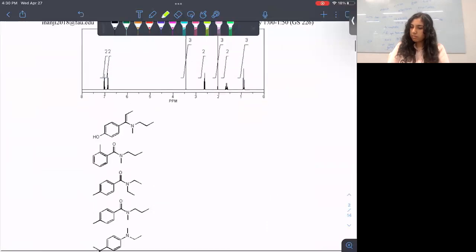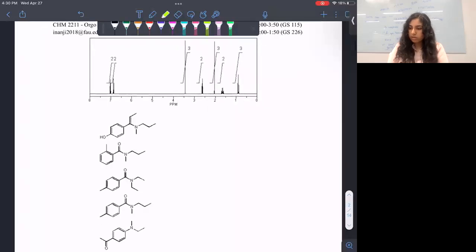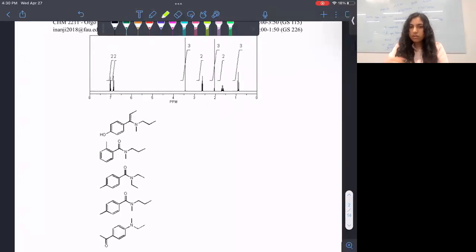Let me find a good spectrum. I think this one should be okay. So take a couple minutes and let me know which molecule you think it is.